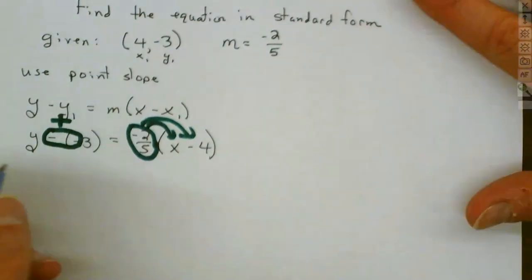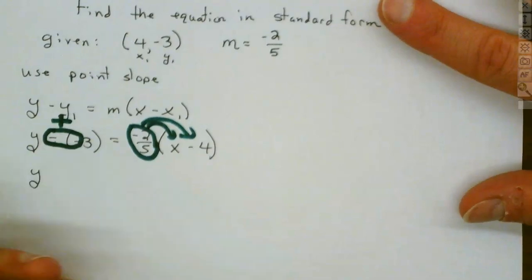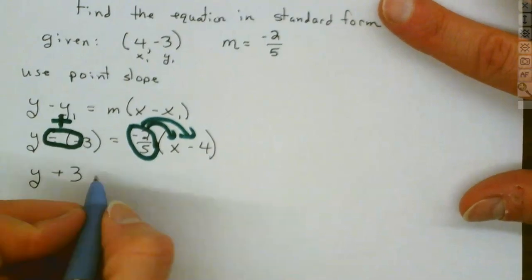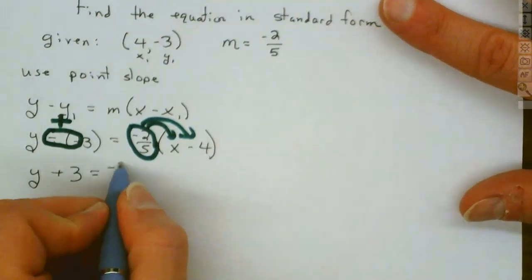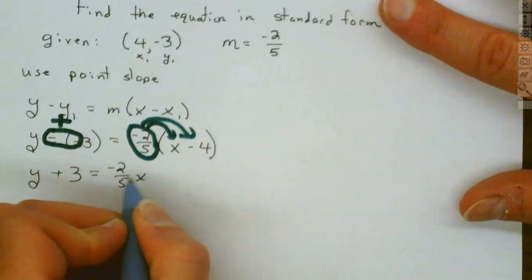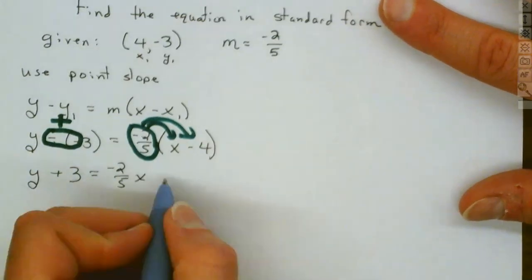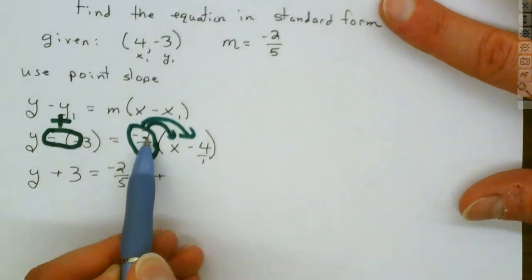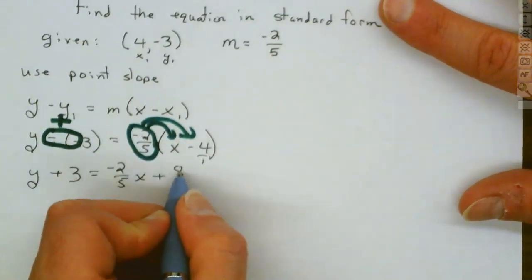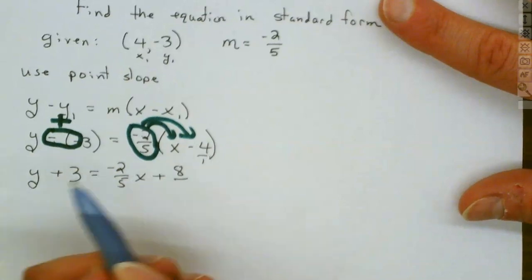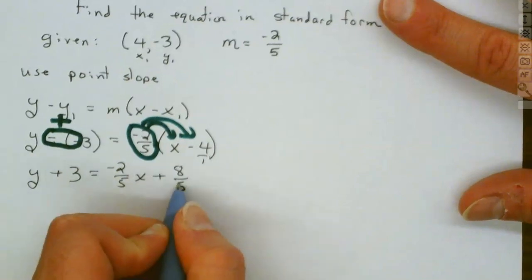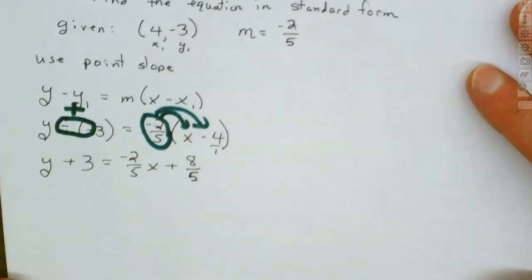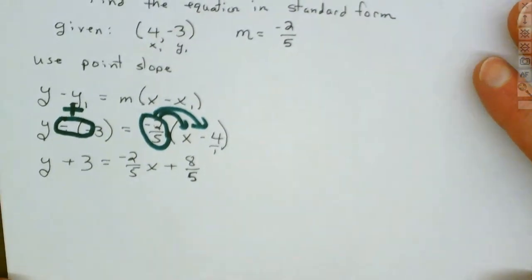So that gives you now y. Double negative makes it a plus 3. That equals a negative 2/5 x. Double negative makes it positive, and then we just multiply. Negative 2 times negative 4, that makes it a positive 8. 5 times 1, that makes it a 5. Now, we want this one in standard form.